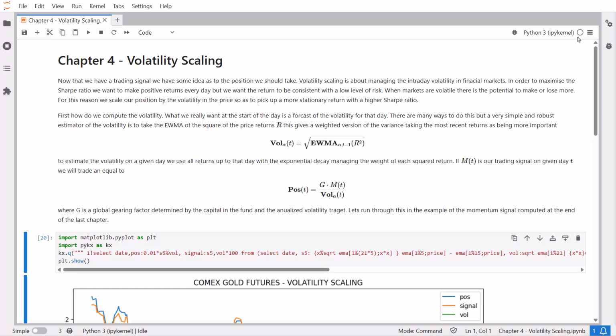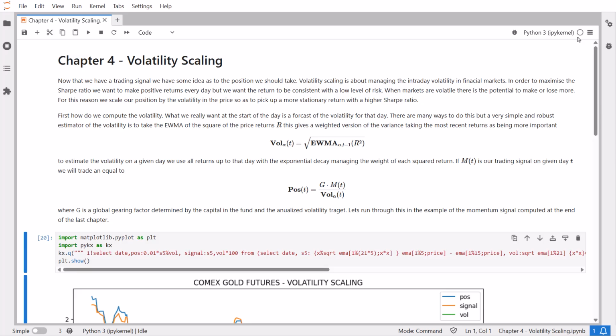So volatility scaling is all about managing the risk at a given moment in time. So if our strategy says we should be long, but there's a lot of uncertainty in the market, then we probably want to scale down our position. So how do we compute this volatility and how is it measured?